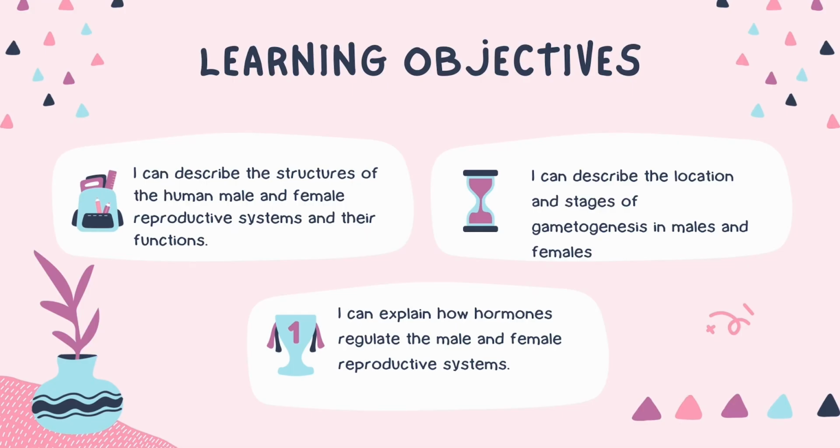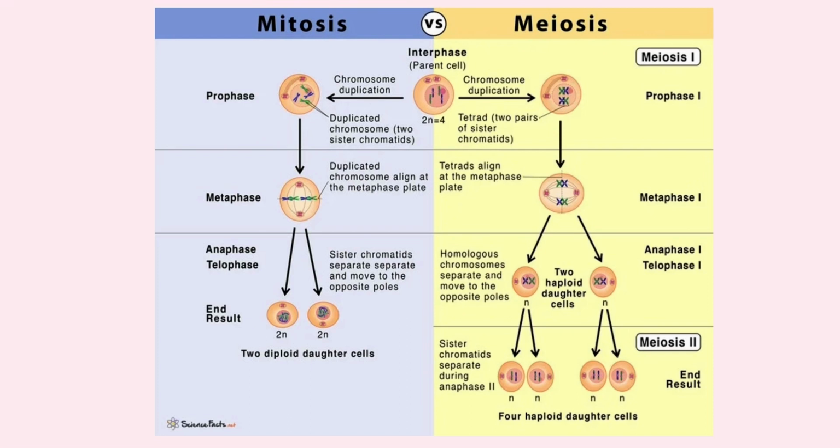The learning objectives for our lesson for today are the following. First, I can describe the structure of the human male and female reproductive systems and their functions. I can describe the location and stages of gametogenesis in males and females, and I can explain how hormones regulate the male and female reproductive systems.